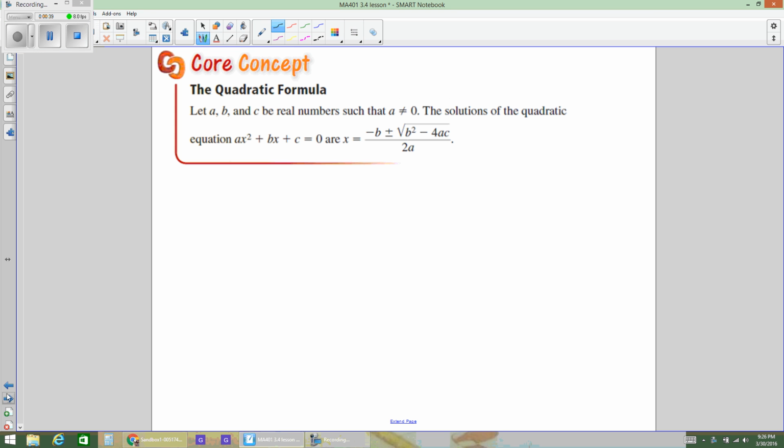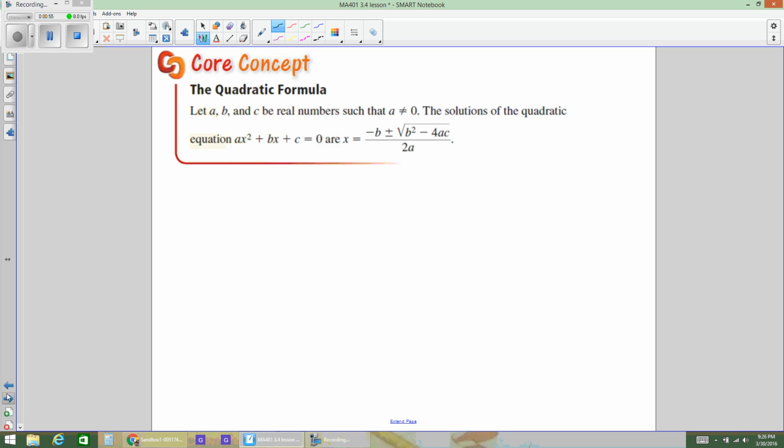I'm about to sing to you. Get ready. La la la la. X equals the opposite of b plus or minus the square root of b squared minus 4ac all over 2a. Okay, that's how I remember this formula.